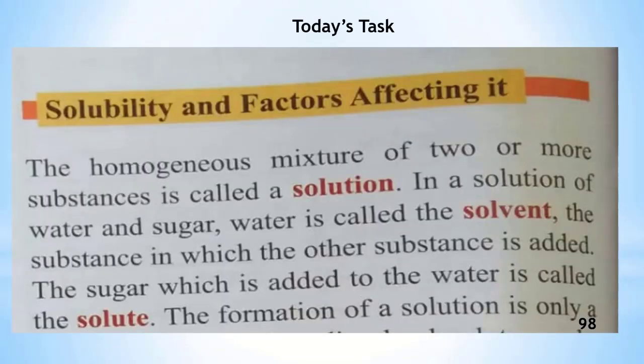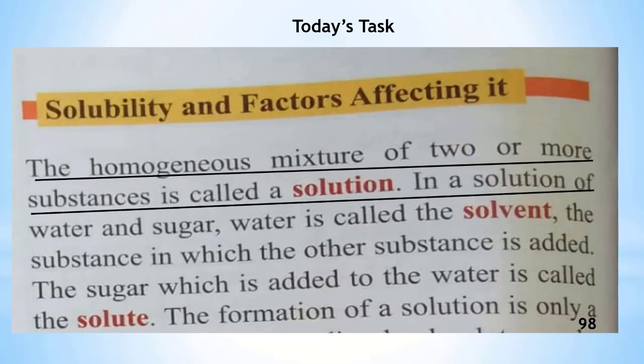Okay, now we will discuss about the solubility and factors affecting it. The homogeneous mixture of two or more substances is called a solution. We have some water, and then we have some sugar. We are going to add sugar in the water, so that becomes a solution.